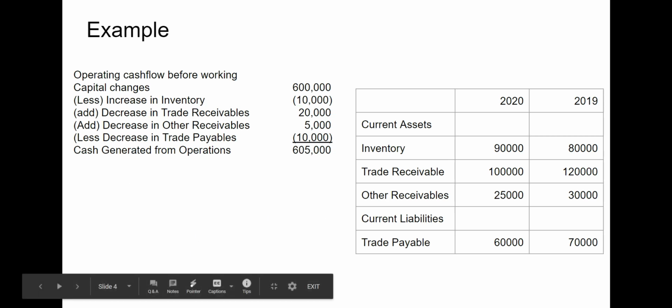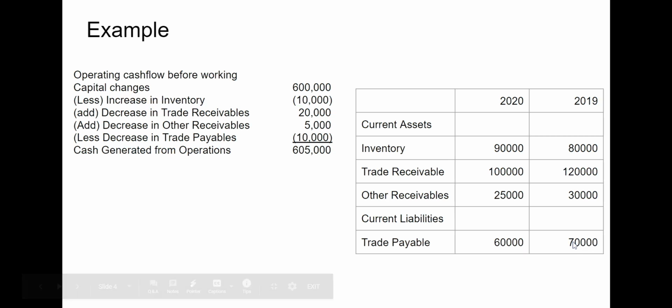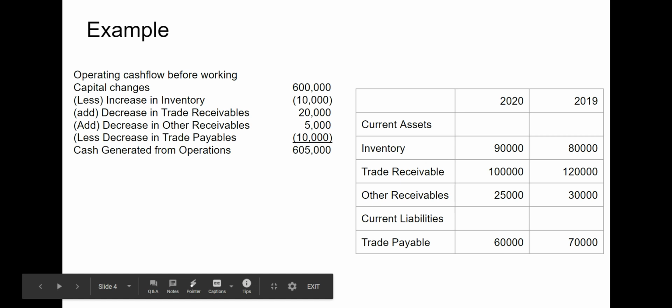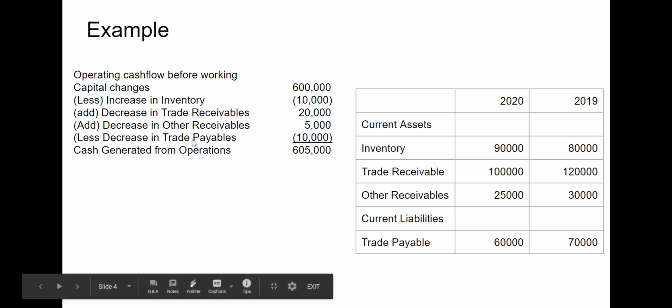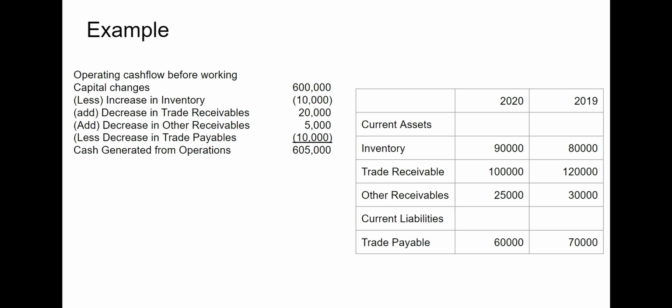Coming down to the current liabilities. Okay, current liabilities have decreased. So think of that as having had a loan from our suppliers of 70,000, and that loan is reduced down to 60,000. So we must have reduced the amount of cash in the business when we've paid that extra money, if you like, to the suppliers. So there's been a decrease in the trade payables of 10,000. So overall, the cash generated from operations of this business is £605,000.